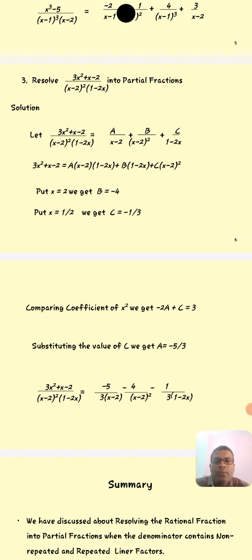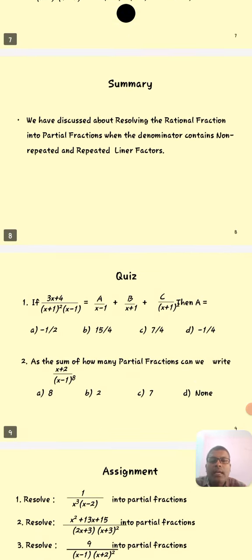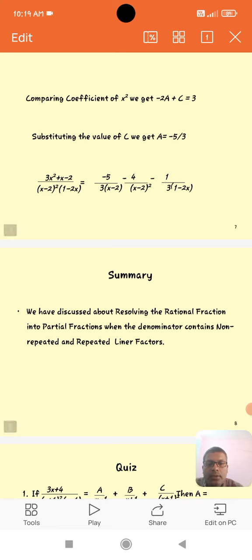Finally, we have to substitute the a value, b value and c value. What is the a value? Minus 5 by 3. What is the b value? Minus 4. The c value is minus 1 by 3. These values we have to substitute in the place of a, b, c. We get the resolving into partial fractions. Okay. Do you understand it clearly? Yes? Okay.